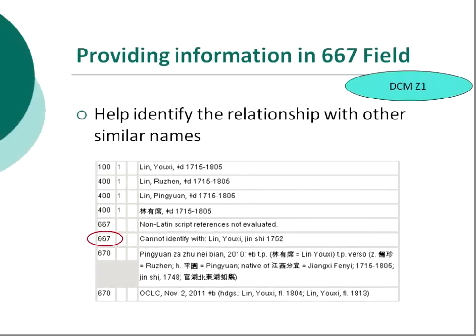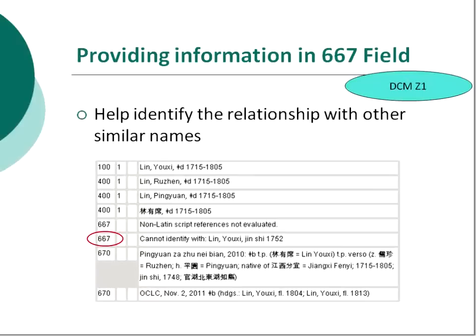Providing information in the 667 field. Sometimes it is helpful to provide a 667 field note to record the research result that was done. In this case, if you note, the cataloger added a 667 field to alert the other catalogers that he or she has done research but could not identify its author to the other similar author in the similar time range. So it can be helpful to identify the relationship with other similar names by providing a 667 field.